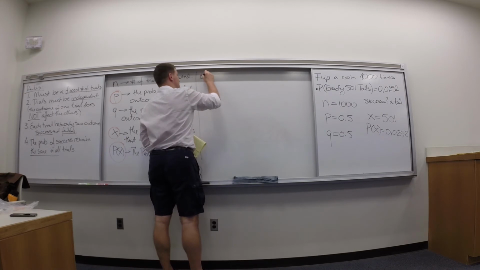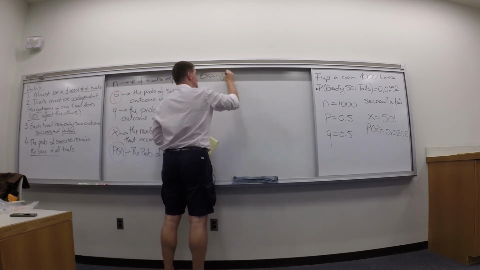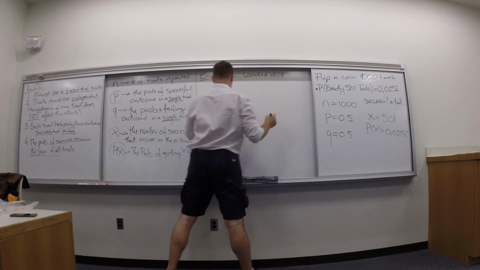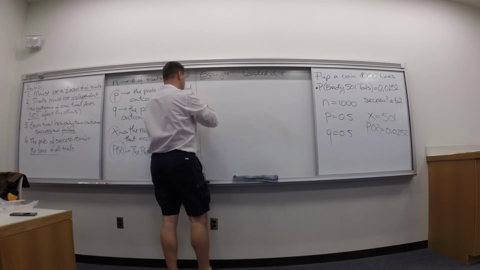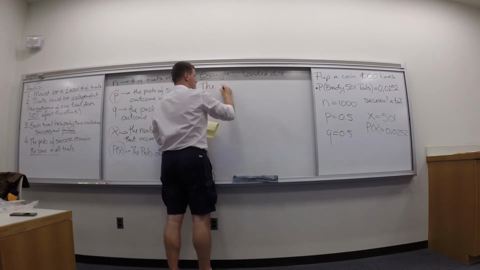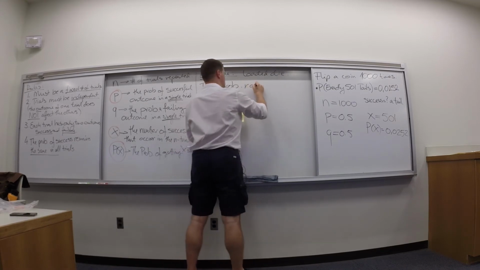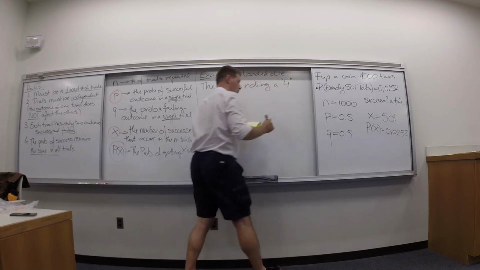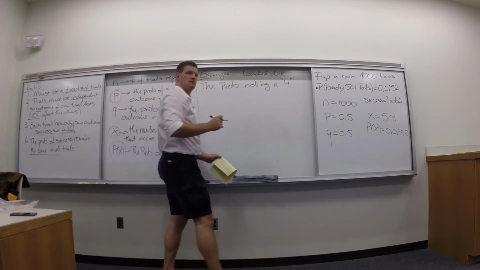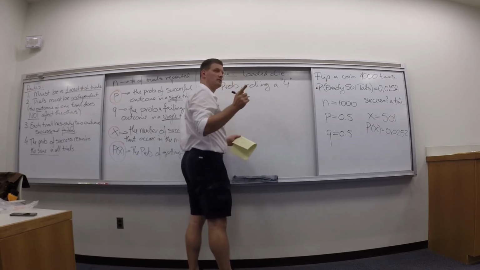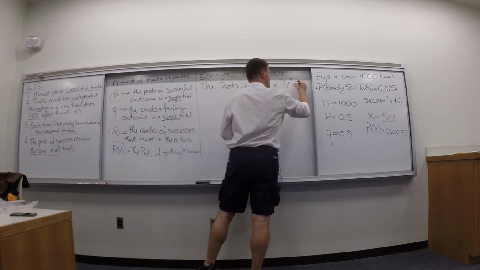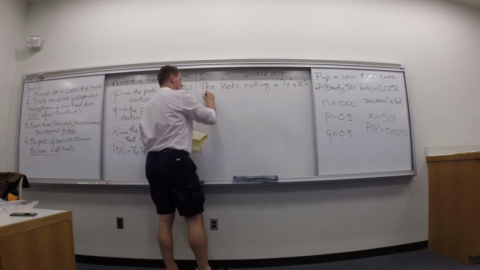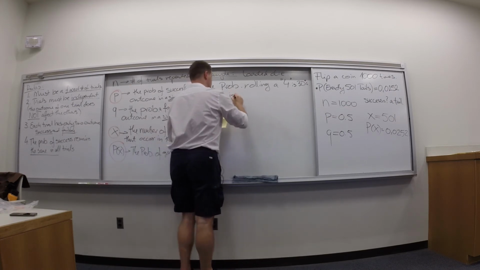All right. Let's look at the example again of the loaded die. If you remember the table, the probability of rolling a 4 was what? 35%? No, 30. It was 30%. Okay. So the die is rolled.